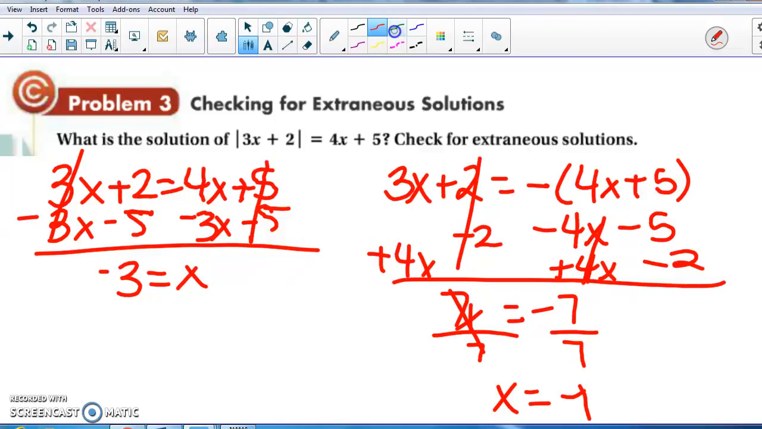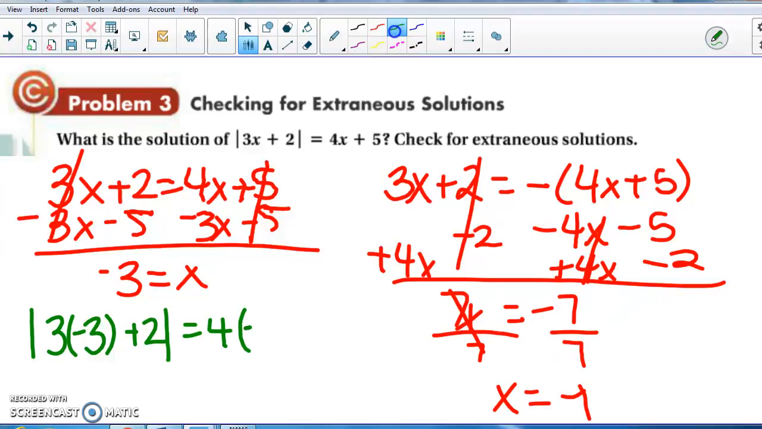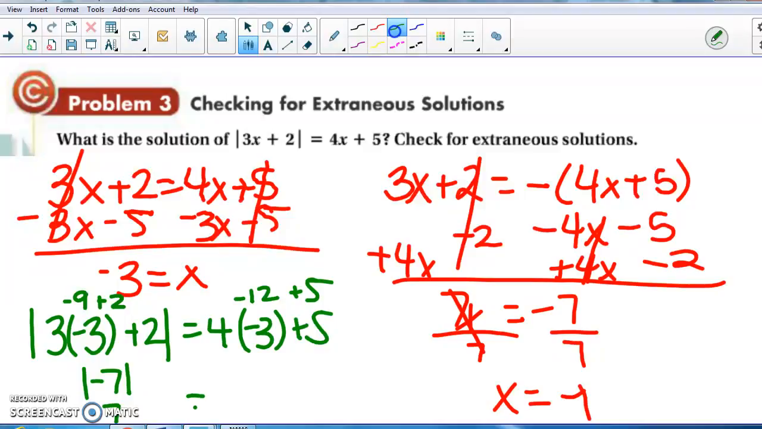Check our solutions. The absolute value of 3 times negative 3 plus 2 is equal to 4 times negative 3 plus 5. 3 times negative 3 is negative 9 plus 2 is equal to negative 7. The absolute value of negative 7 is 7. Negative 12 plus 5 is equal to negative 7. 7 and negative 7 are not alike, therefore negative 3 is not a solution. That does not work. Then try negative 1.